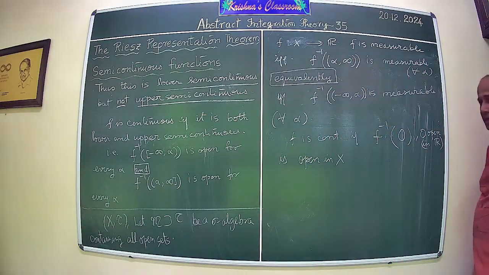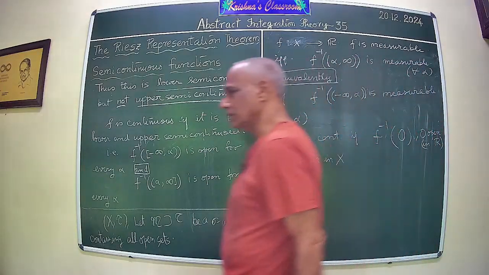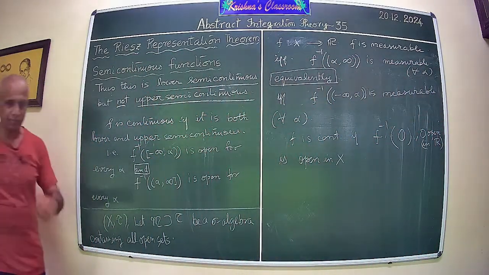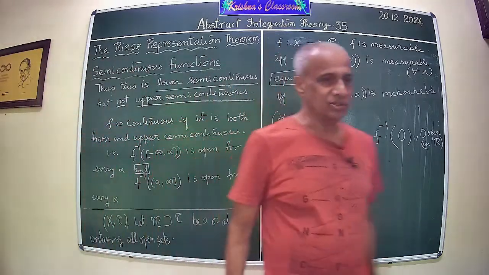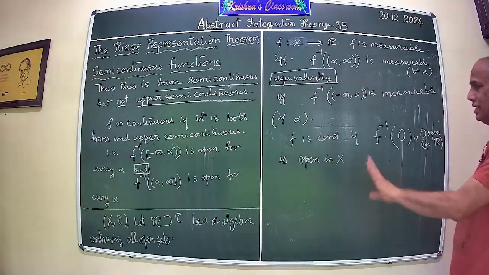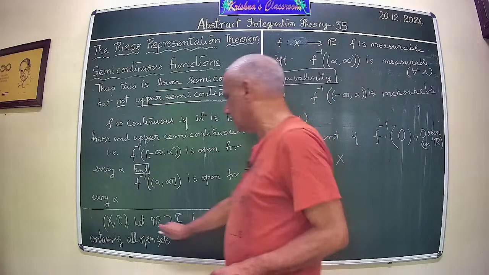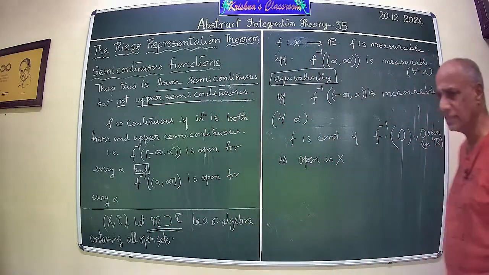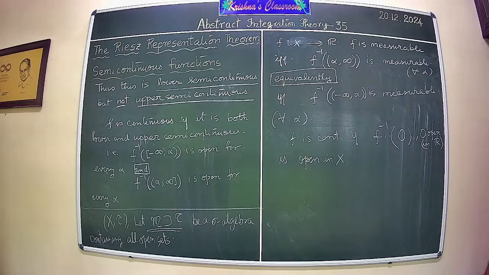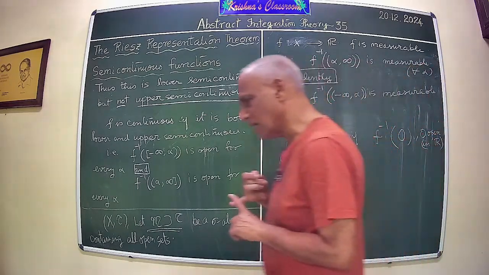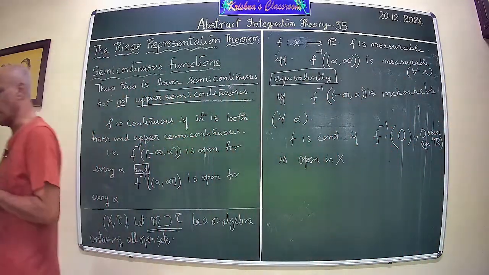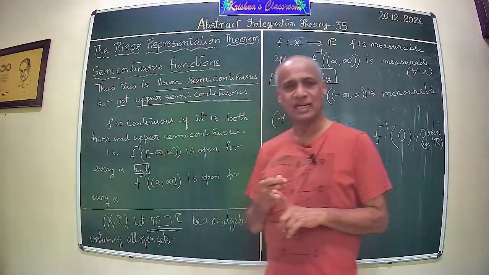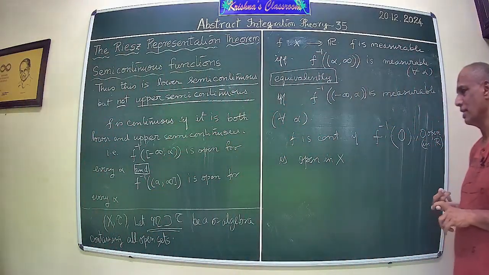Okay? A lower semi-continuous function may not be upper semi-continuous, as we have seen in the examples. Whereas you see that with this sigma algebra, that is, the sigma algebra containing all open sets, all lower semi-continuous functions are measurable, and all upper semi-continuous functions are measurable. Okay, needless to say, all continuous functions are measurable.